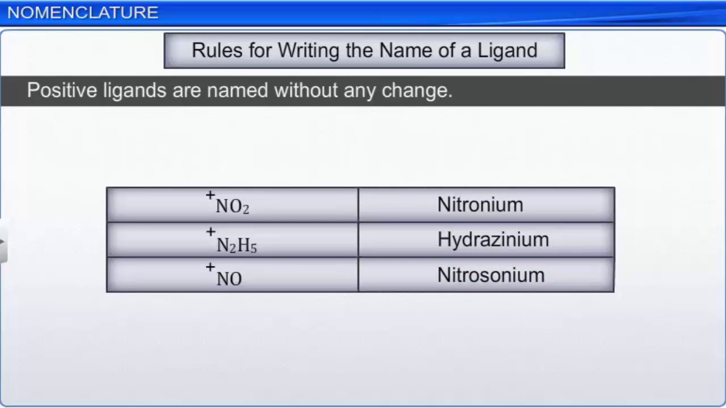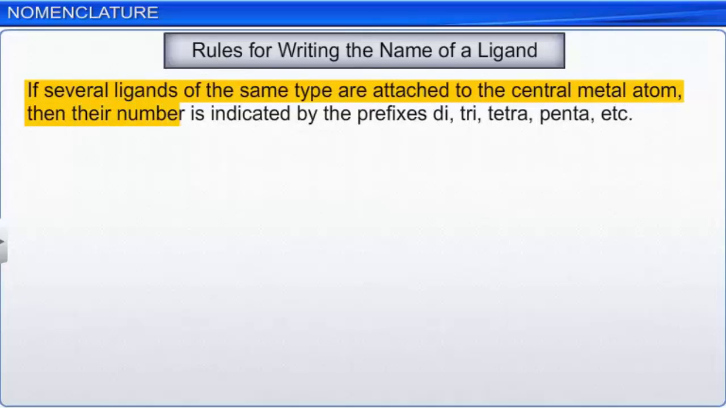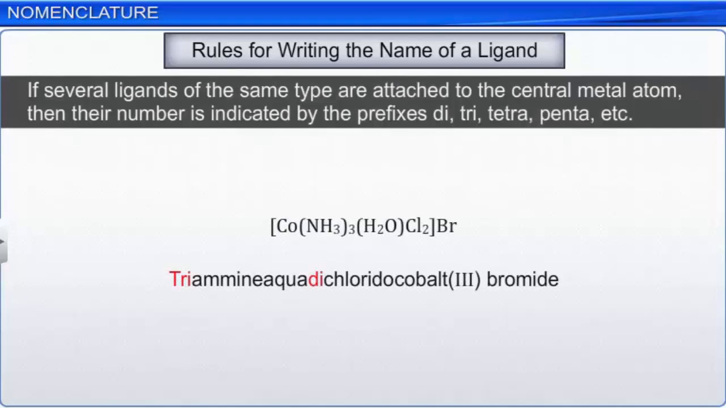Another rule says, if several ligands of the same type are attached to the central metal atom, then their number is indicated by the prefixes di, tri, tetra, penta, etc. For example, in the complex [Co(NH3)3(H2O)Cl2], the 3 ammine and 2 chlorido ligands are indicated by the prefixes tri and di, respectively.